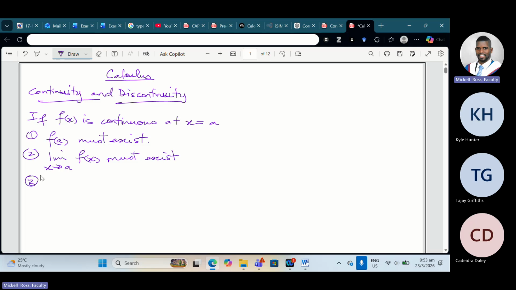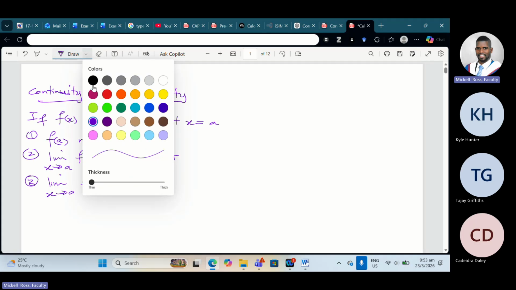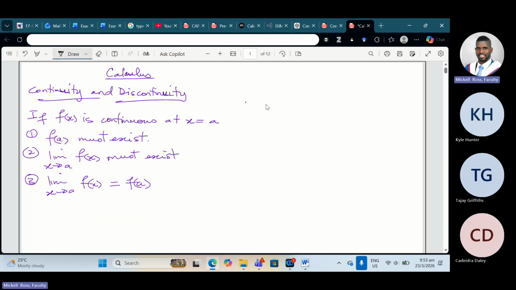And 3, the limit as x tends to a of f of x must be equal to f of a. Once these conditions are satisfied, this means that the function is continuous at a point. All right, let's see if we can put this into practice. Let's see what this looks like in an example.